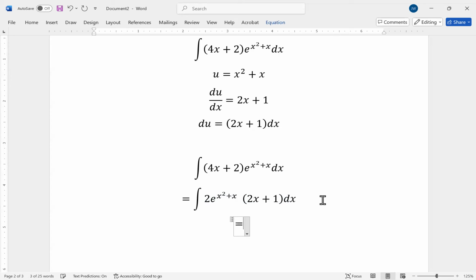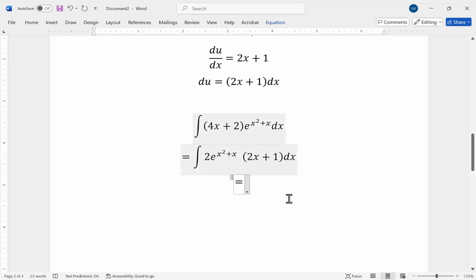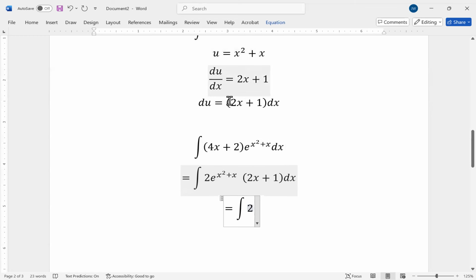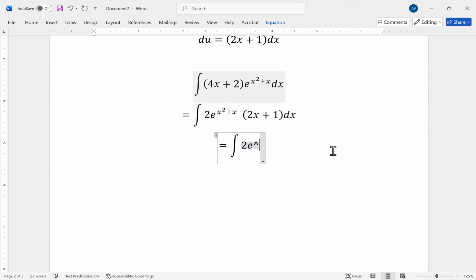Some people do this in their heads. I can do this in my head, but when I'm writing out in the notes, I like to write out as many steps as it takes. I'd rather be overly descriptive in my notes than less descriptive. So here we go. We have 2e to that power. That power was u, so I get 2e to the u. 2x plus 1 dx gets replaced with just a du.